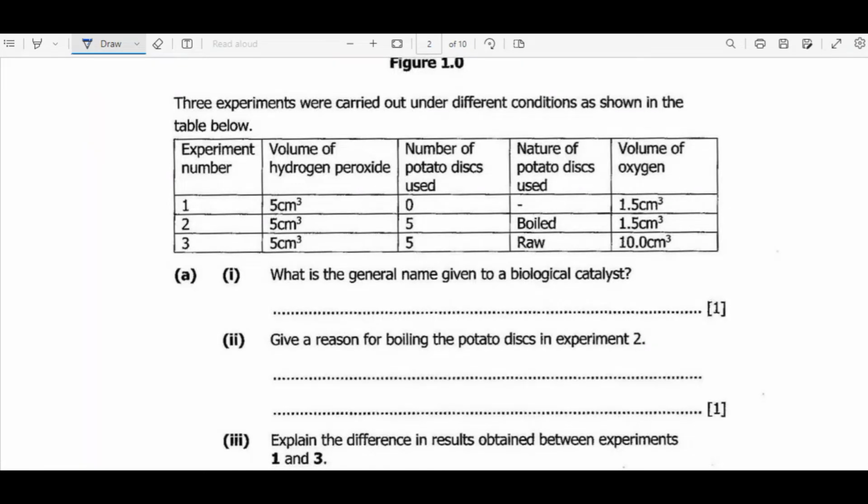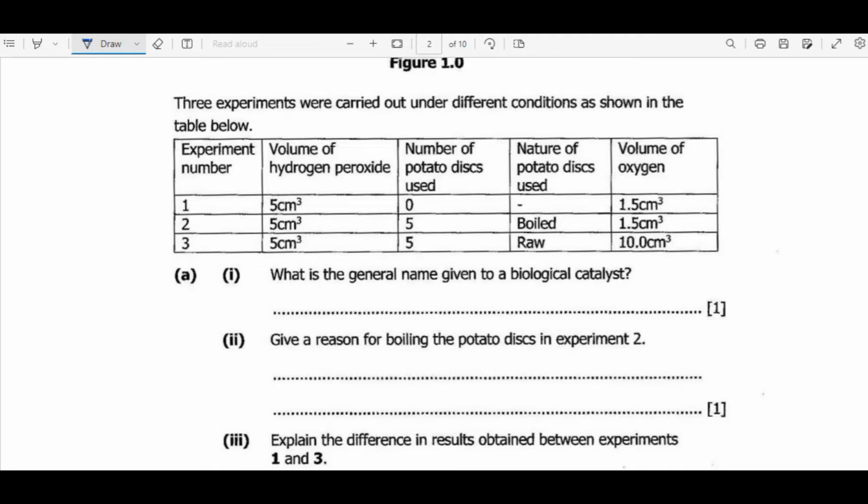3 experiments were carried out under different conditions as shown in the table below. The first column consists of experiment numbers 1, 2, 3, volume of hydrogen peroxide, 5 cubic centimeters for each experiment. The number of potato discs used for experiment 1 is 0, then 2 and 3, 5. The nature of potato disc used for this one, it's none in terms of boiled or raw. Since we didn't have potato disc, that's why we just have this line here. Then we have boiled, then you have raw.